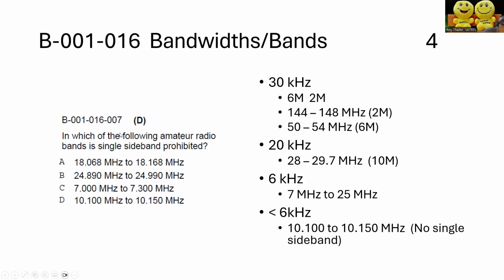So here's the question. Which band are you not allowed to use single sideband? And that would be number D, which is your CW digital band, your 30-meter band. So no single sideband on that.